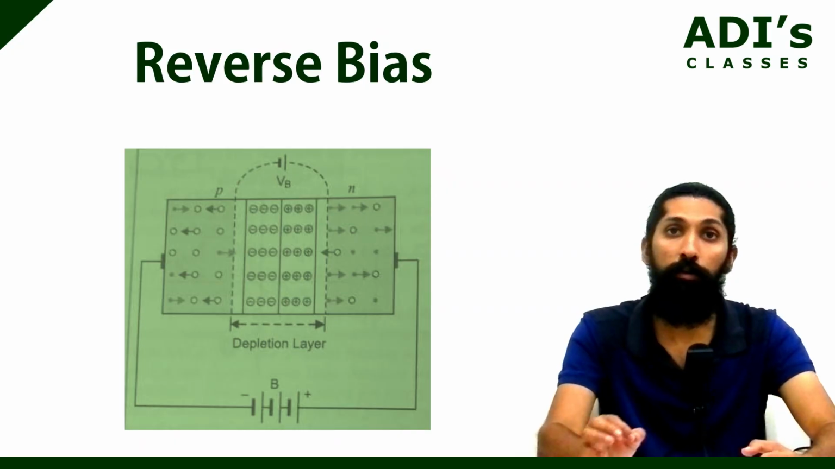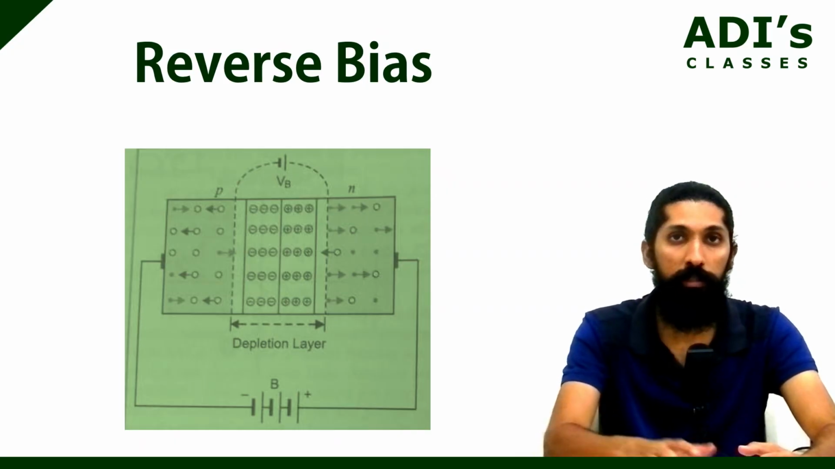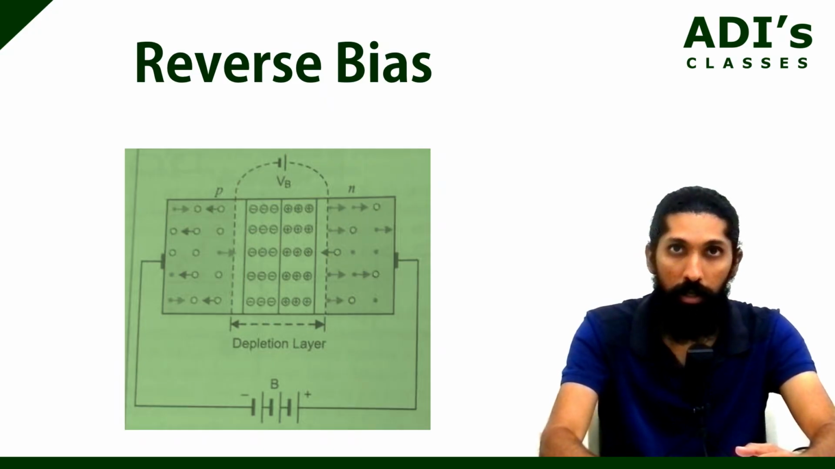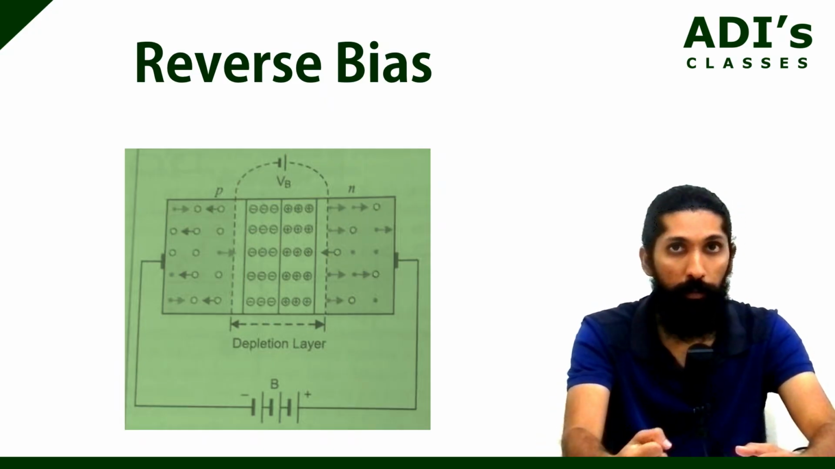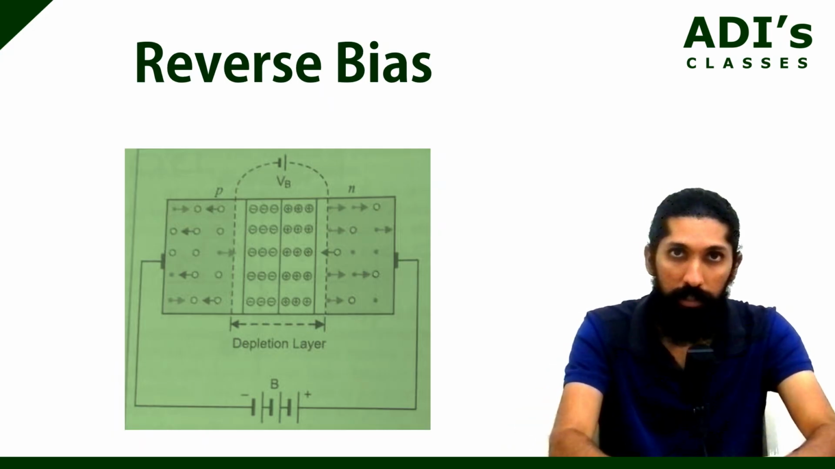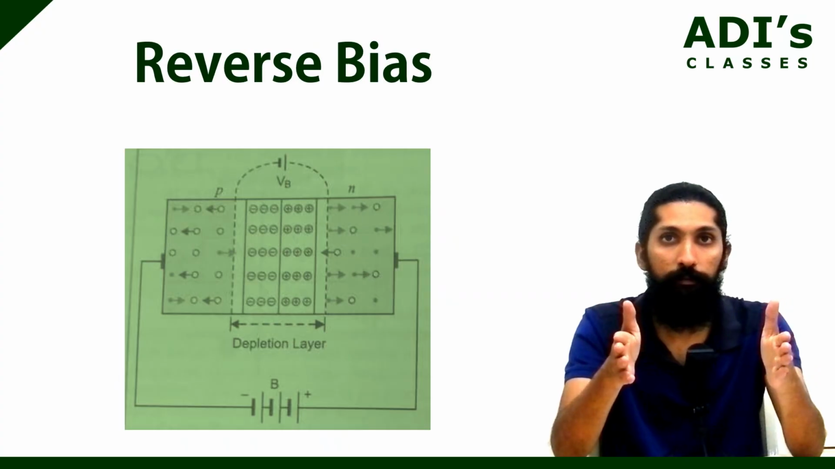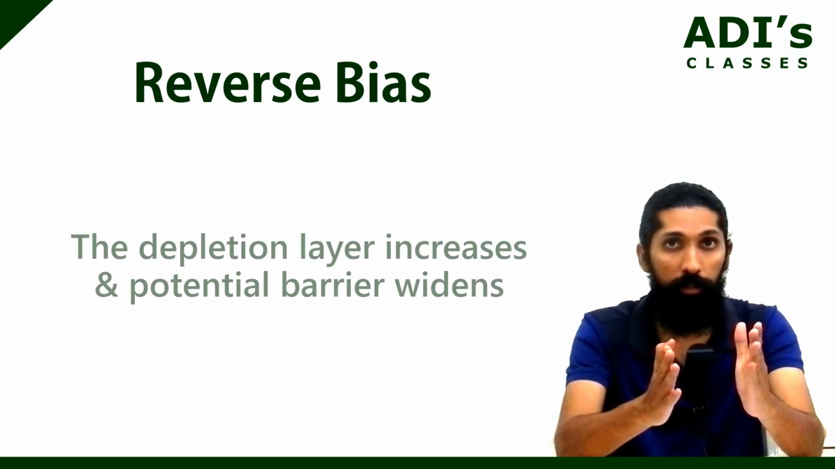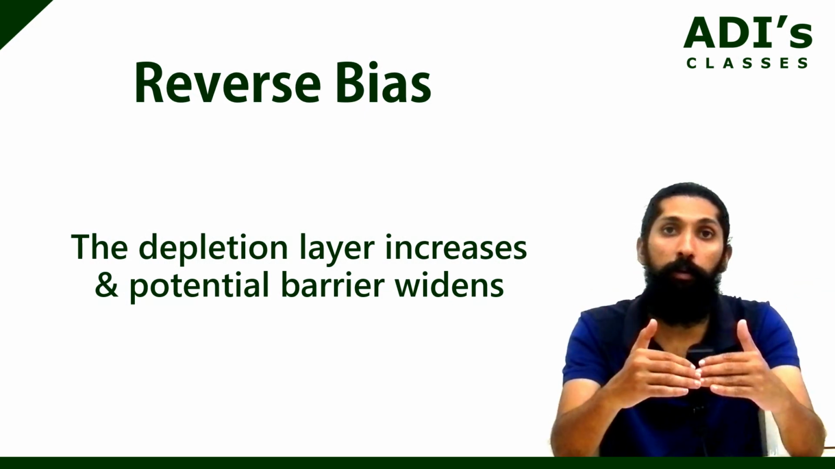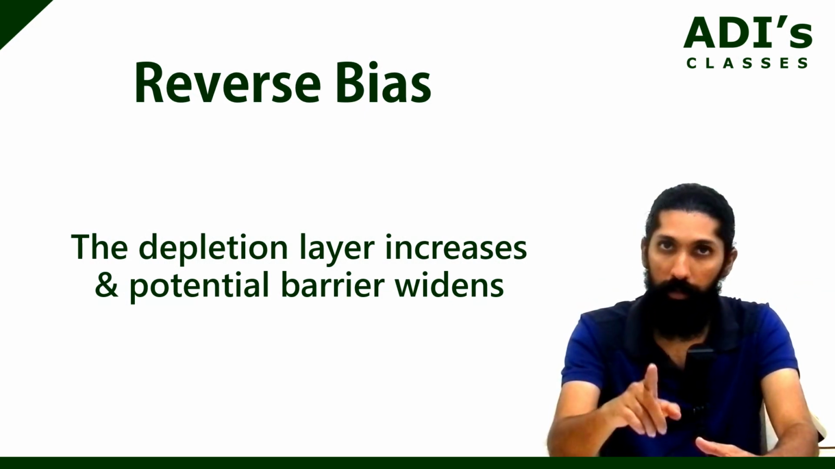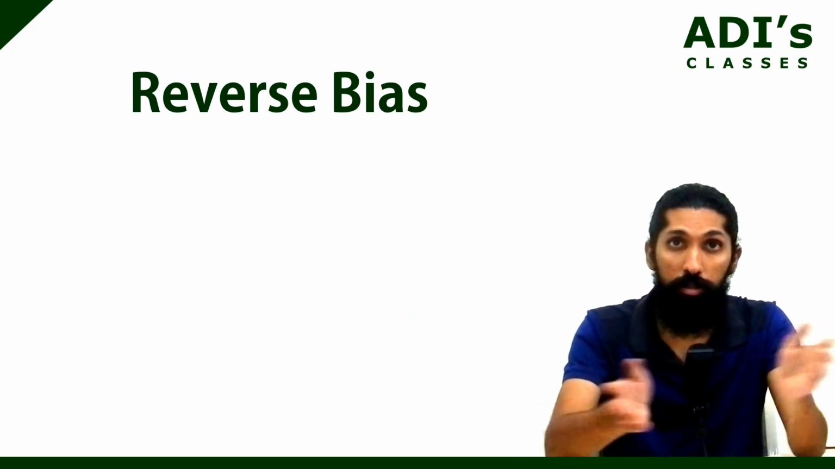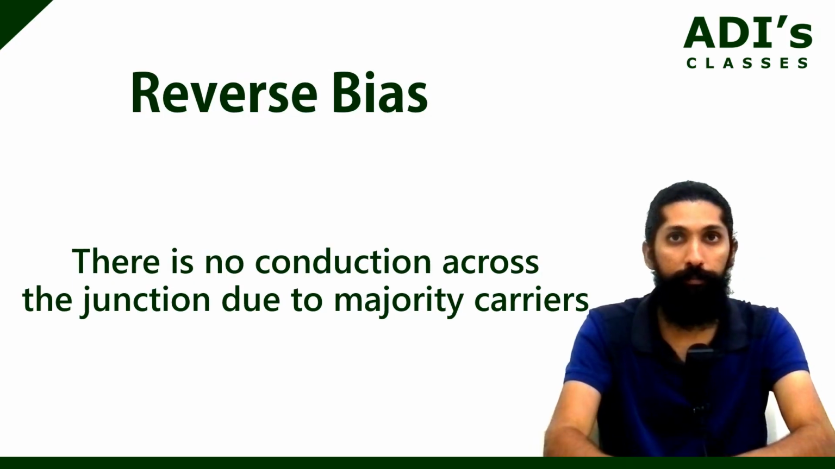Same thing happens even for electrons in the n-type, because n-type is electron rich. Majority charge carriers are electrons. It's like the positive terminal of the battery is pulling the electrons from the n-type. So the width of the depletion layer we had is going to increase. When that increases, the potential barrier will also increase. That means the charges that were crossing over are going to stop.